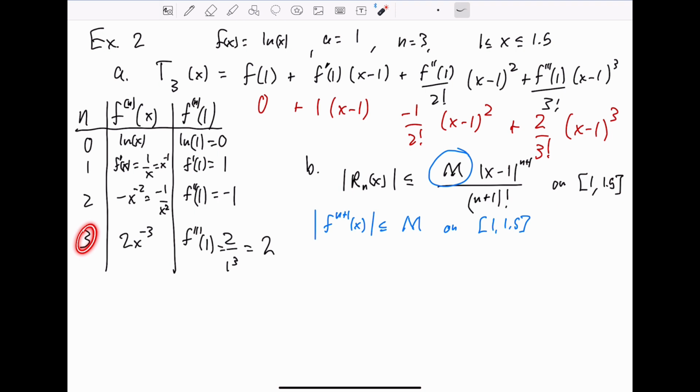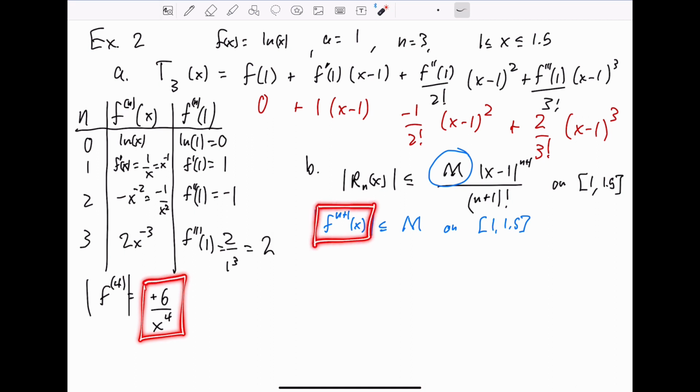N equals 3, so we need one more derivative here. We need the fourth derivative. The fourth derivative is negative 6 x to the negative 4. I'm going to write it as negative 6 over x to the 4. I want the absolute value of this, so we'll just put absolute values here. And taking the absolute value of negative 6 over x to the 4, we just have positive 6 over x to the 4. All of the x values are positive. So the absolute value of the fourth derivative is this right here. That's the absolute value of the n plus first derivative.